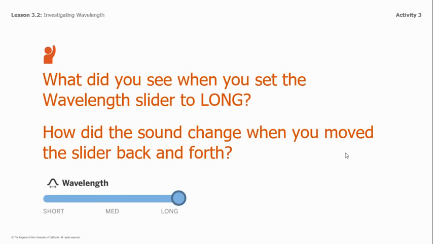So let's talk about what you saw when you set the wavelength slider to long. So what did you see? What happened to the wavelength? Now let's talk about what you heard. How did the sound change when you moved the slider back and forth? So wavelength, when it was on short, what did you hear? When it was on medium, what did you hear? And on long, what did you hear?